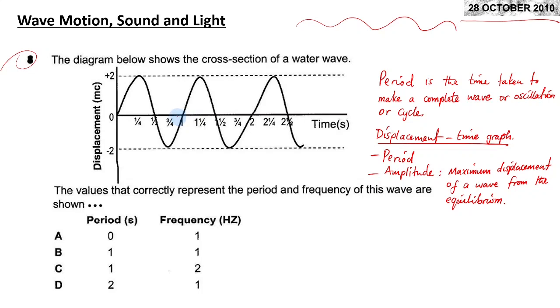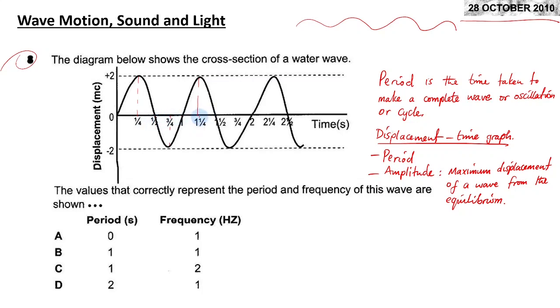It's a period. Or the time it takes to move from here up to here is also a complete circle, because if I cut this part from here to here, and this part from here to here, and this part, and this part, and join them, it will make a complete circle. So the time from here to here is also going to be considered as a period.